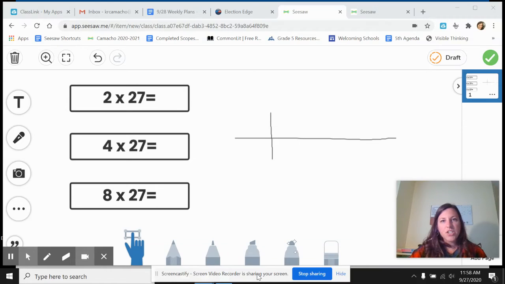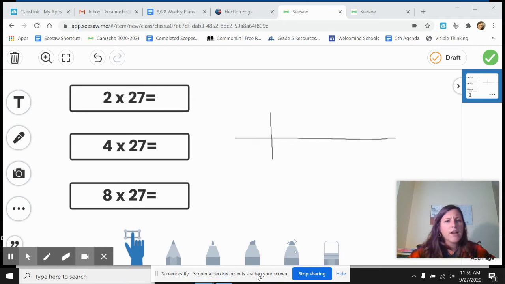Hello, mathematicians. Today, we're going to be working on solving multi-step story problems involving all four operations. So addition, subtraction, multiplication, and division. And we're going to start out that work with a problem string that focuses on multiplication strategies.